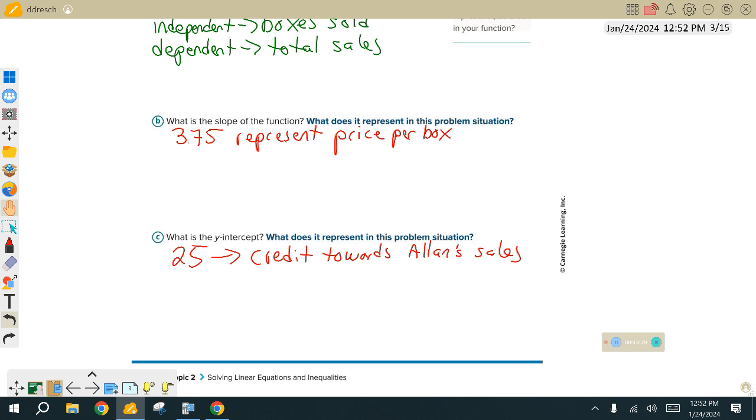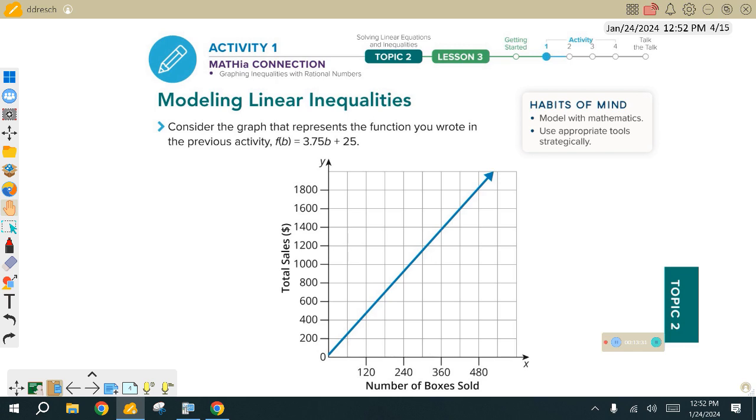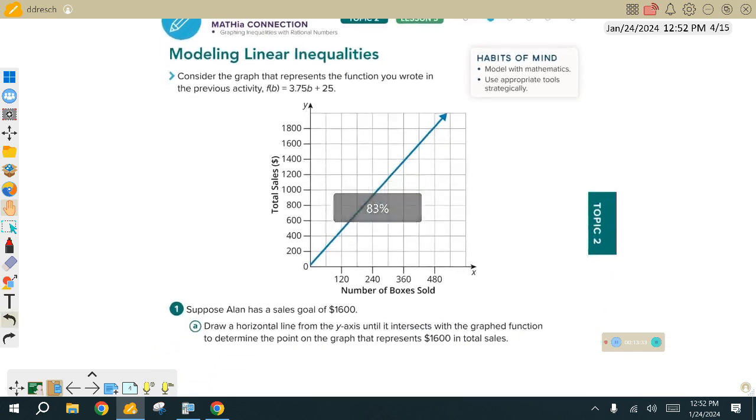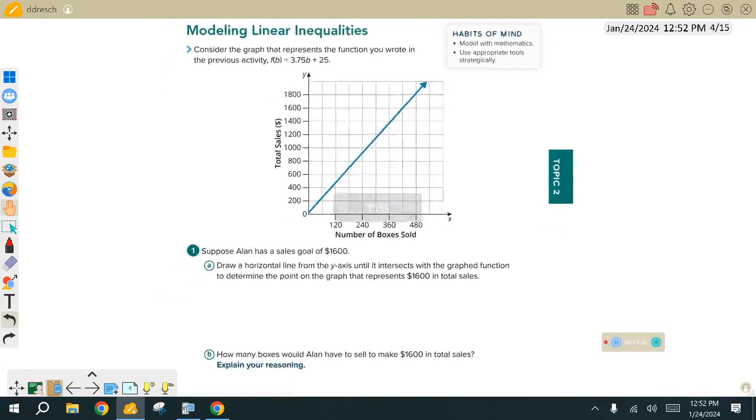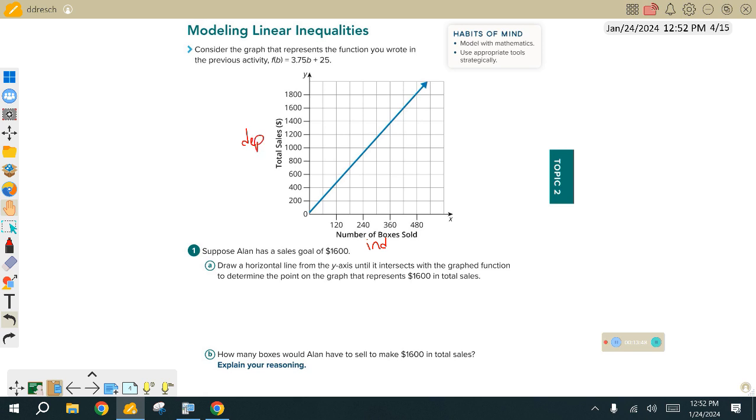Right. So let's look at the next page here. Okay, so they went ahead and graphed our equation for us. This scale, we said it on the second page. This is our independent variable right here. Independent is always the x-axis. The y-axis is always our dependent. Number of boxes sold, our total sales. They graphed that line for us. 25 is right here, our itty bitty credit that we have. And there's our slope, 3.75.